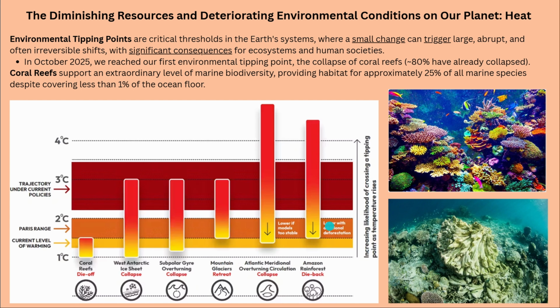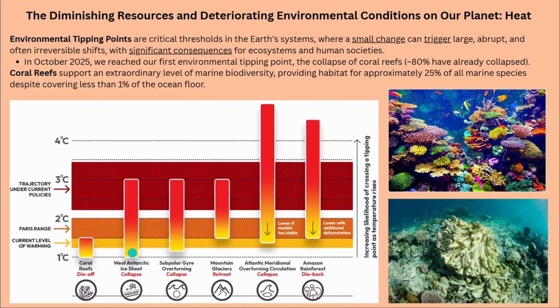And some of these events on here are the coral reefs dying off, the West Antarctic ice sheet collapse, subpolar gyre collapse, mountain glaciers retreat, the Atlantic Meridional Overturning Circulation collapse, the Amazon rainforest dieback. These are all major events. And we can see it's predicted between 1 degree and 1.5 degrees that this will occur. That's how you read this figure.